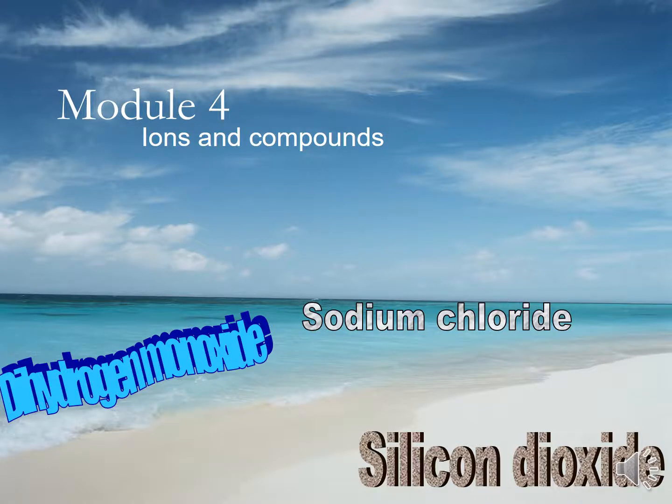Hello, this is Mr. Koker, Module 4, Ions and Compounds. This is the module where we talk about compounds. Last module was atoms and elements. And so we're going to learn about naming and how compounds form by forming bonds, covalent and ionic.